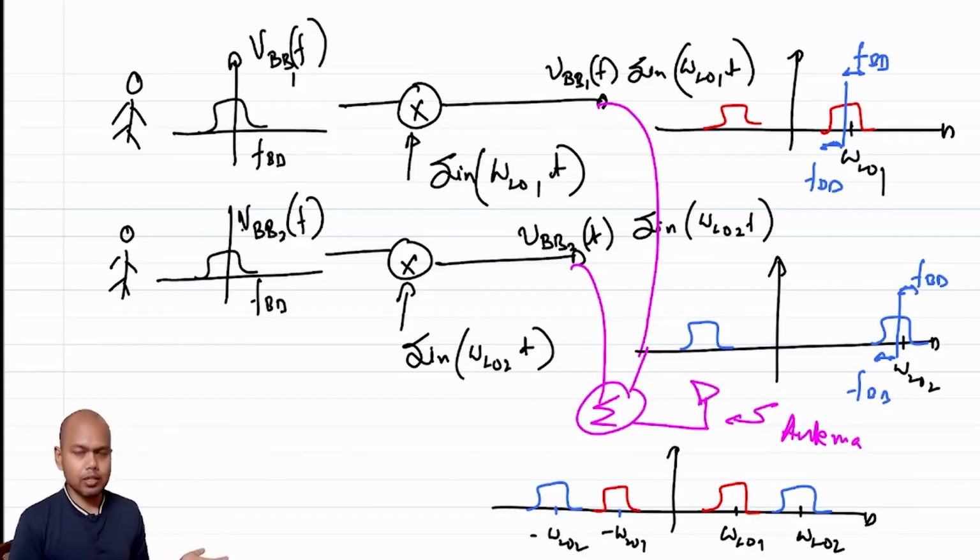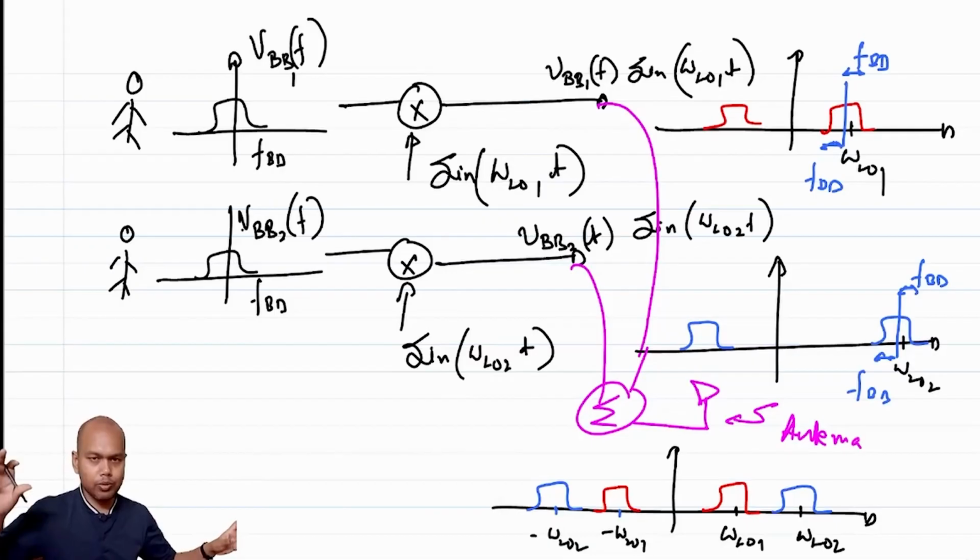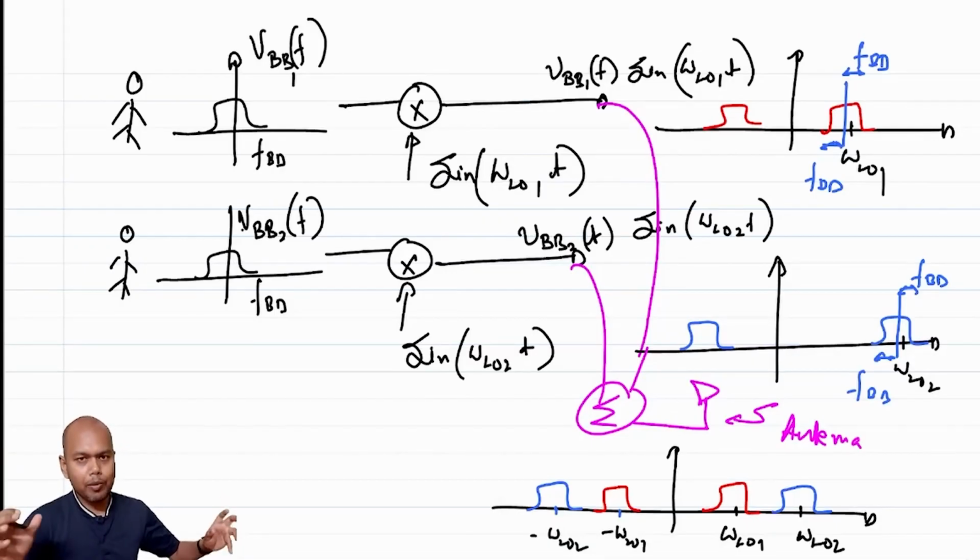And now you can transmit this, because the spectrum around omega LO1 and the spectrum around omega LO2 are not overlapping on top of each other. As long as the user at the receiving end knows that he or she is going to listen to omega LO1 or omega LO2, you are good. So there has to be a handshaking upfront. Let's say user A is transmitting to user B, then A and B should know a priori that A is transmitting around frequency omega LO1, using this channel. I better listen to that channel.